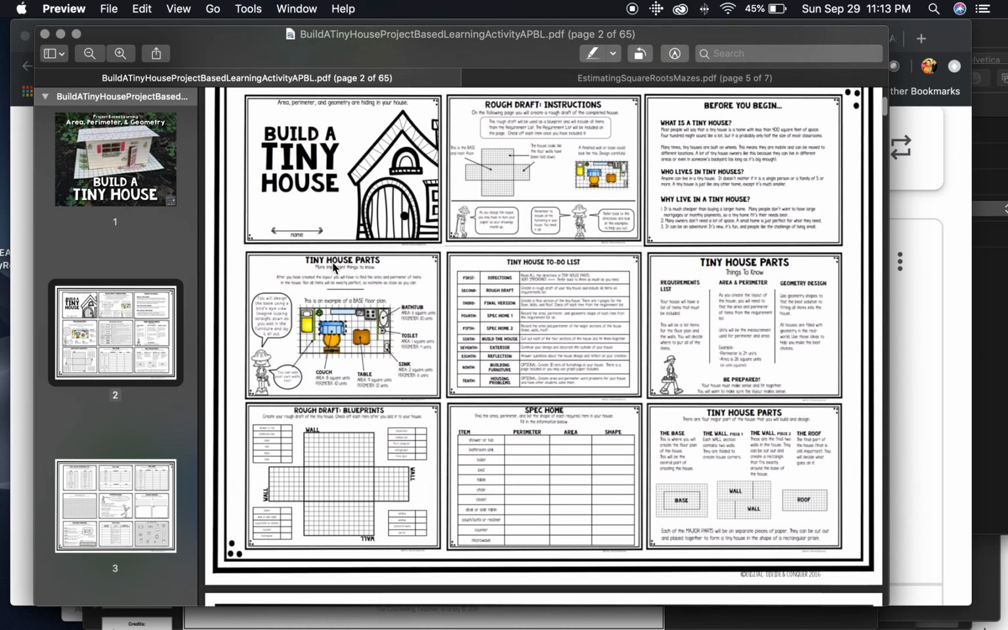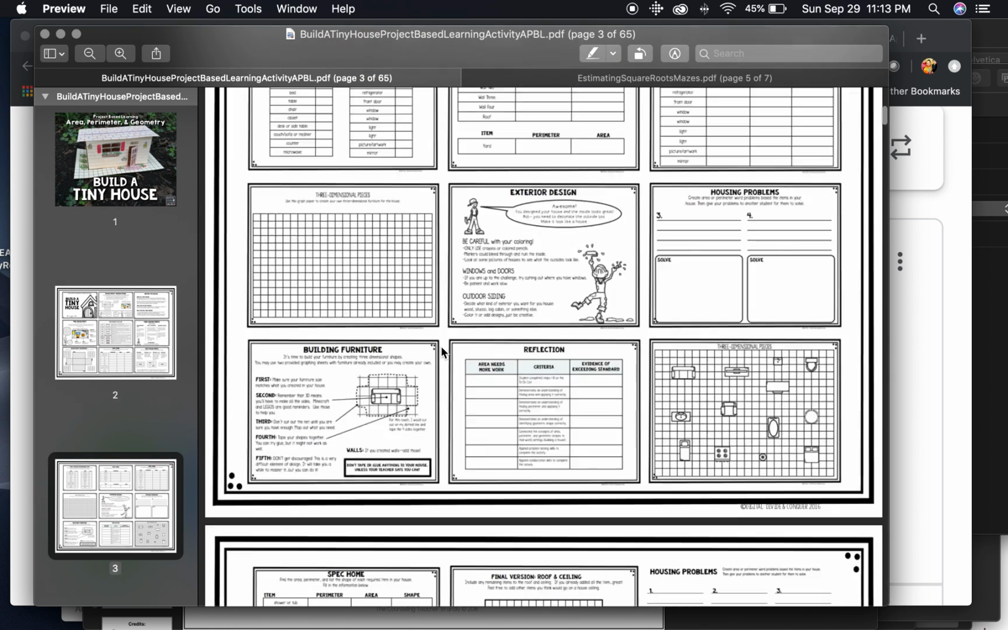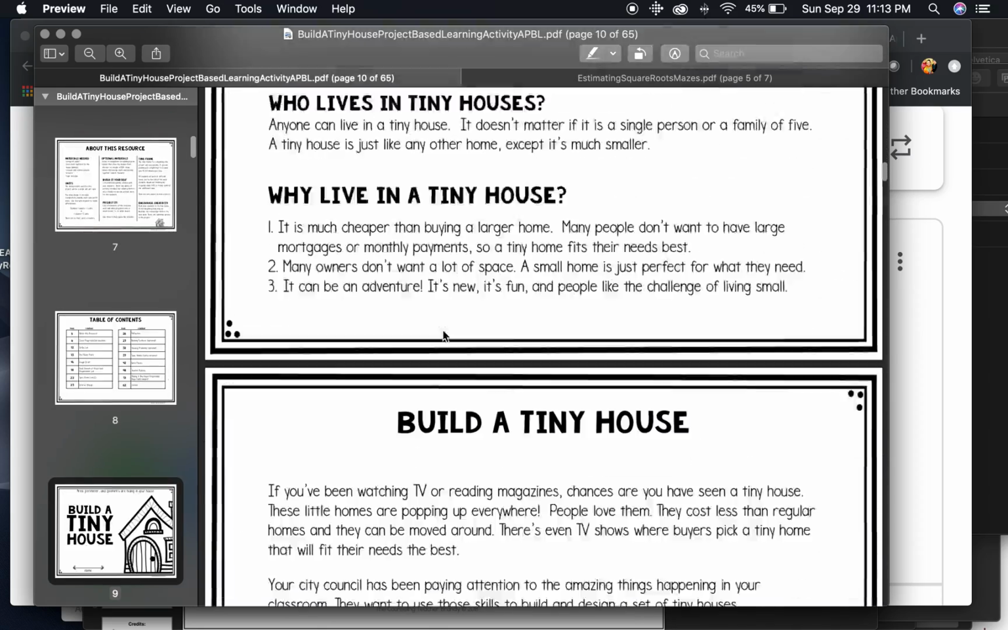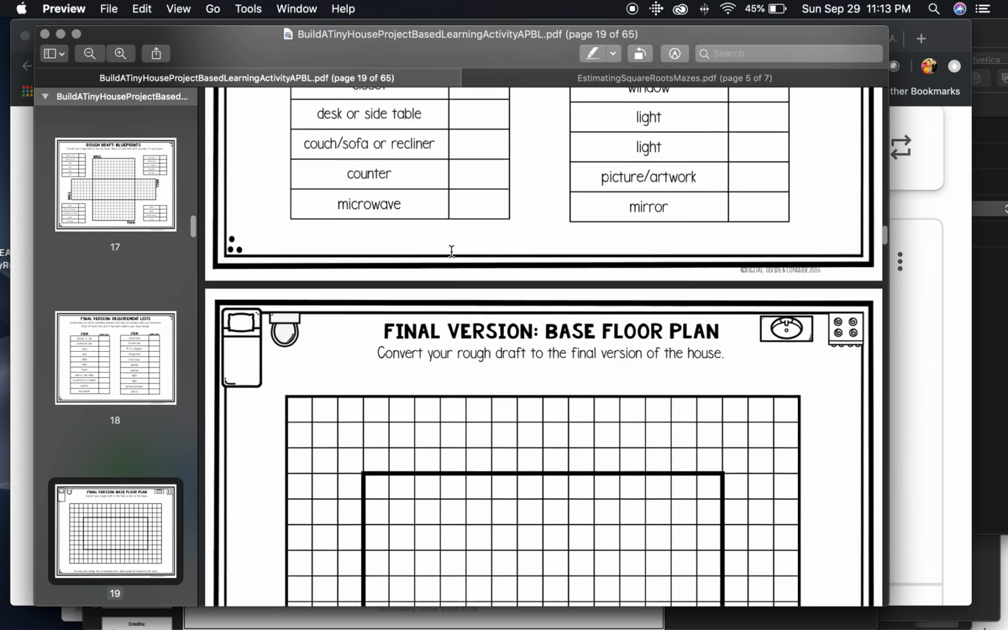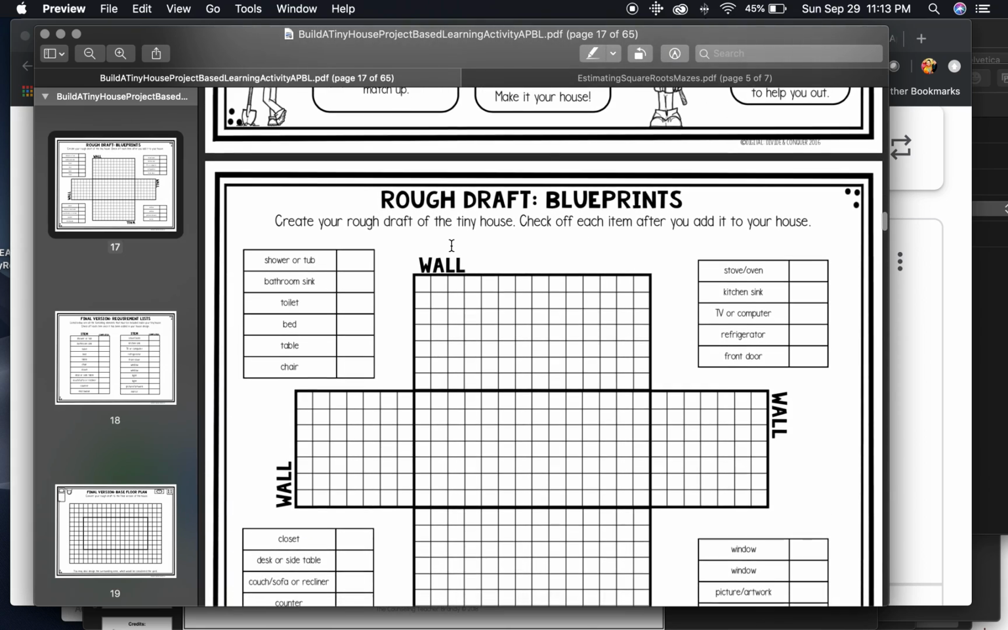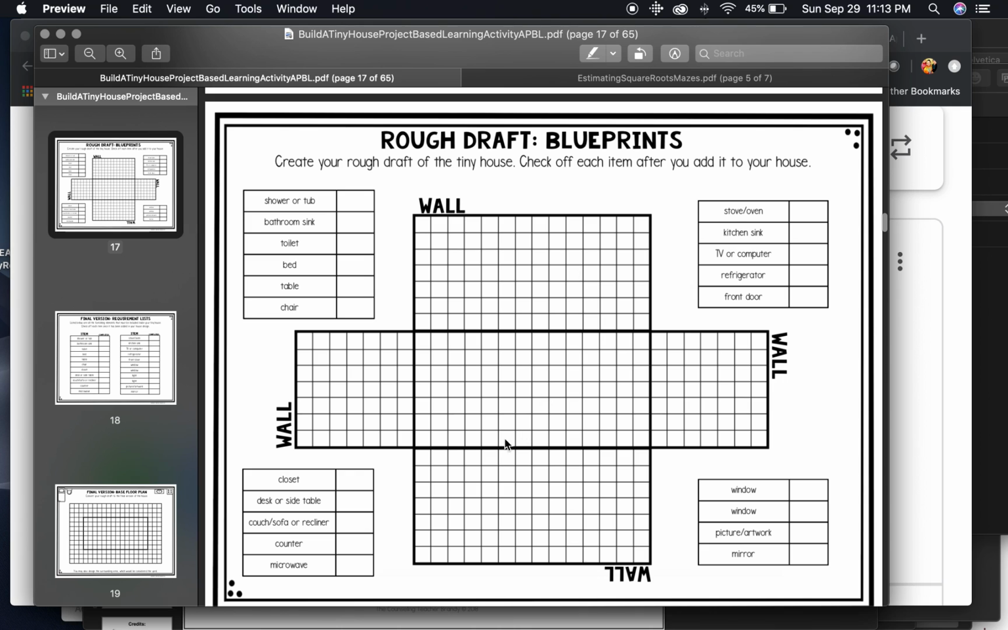So again, you guys were given this whole packet that outlines what you're supposed to do. I did give you guys a lot of time to sketch your rough draft. So all of us should be looking at this page right here. So this is your first rough draft, your blueprints. So when you go through it, the expectation is that every single one of these things on the checklist are included in your rough draft. So go ahead and check.